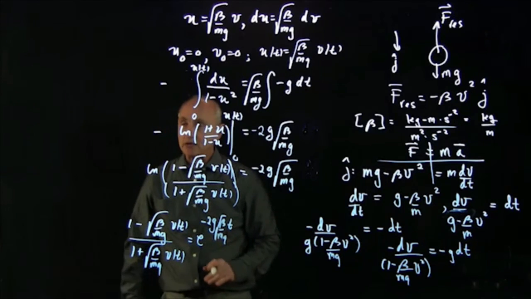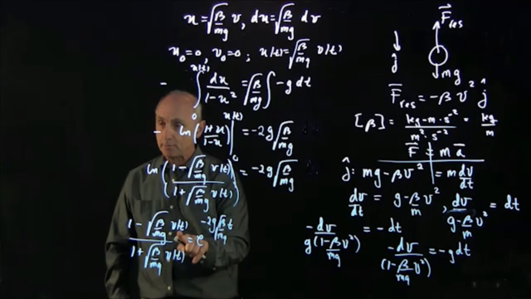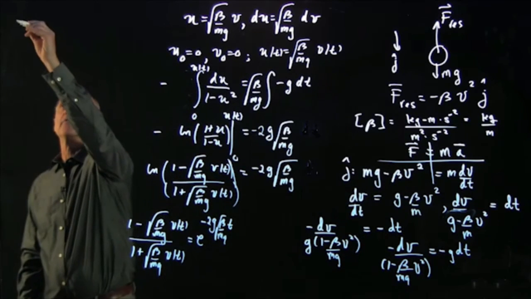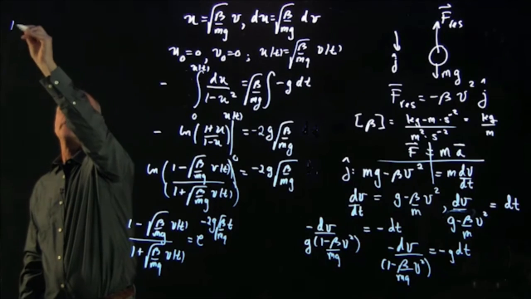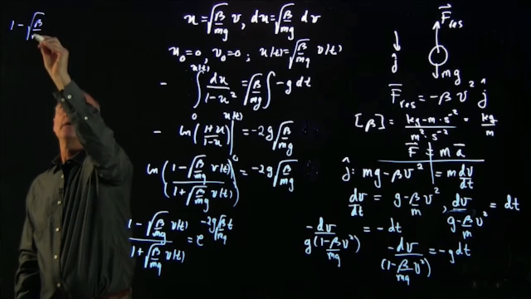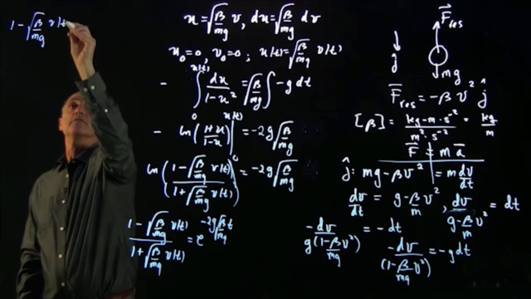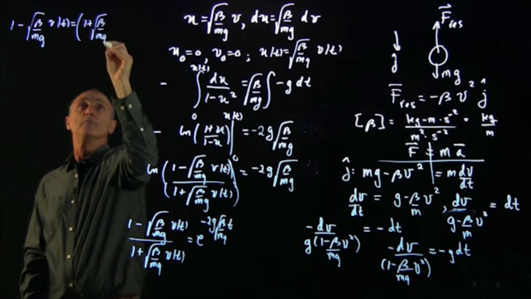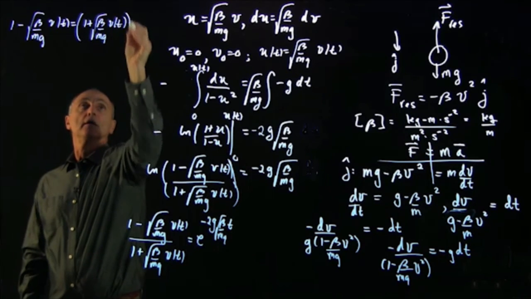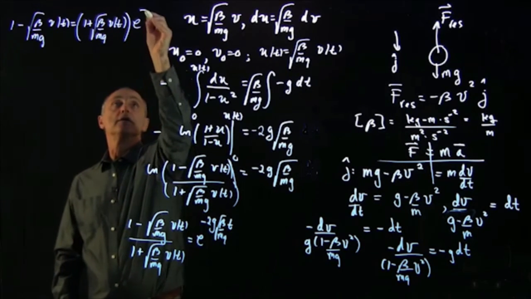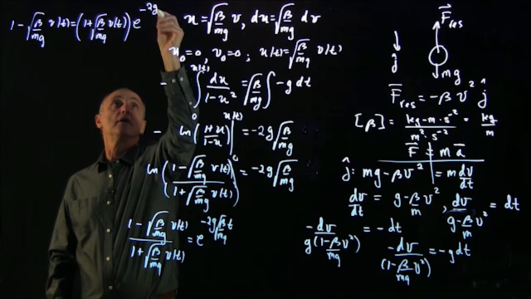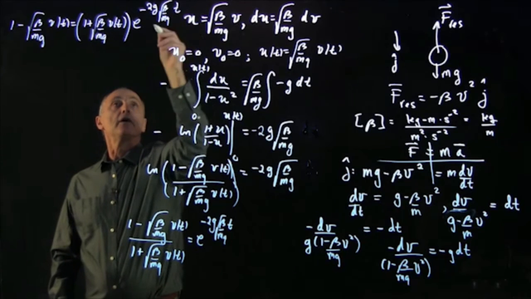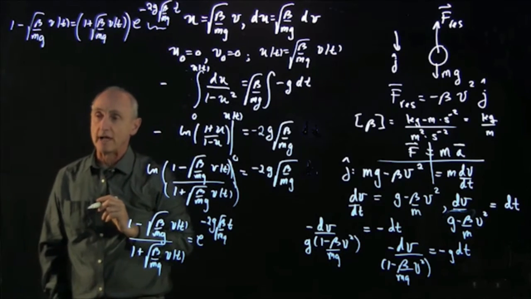OK, now this is a little bit of algebra. I want to solve for v of t. If I bring this side over to there, I'll just do that to make the first step a little simpler to see. So we have 1 minus square root of beta over mg v of t equals 1 plus square root of beta over mg v of t times e to the minus this factor, 2g square root of beta over mg times t. Now, this is a lot of stuff to carry around.